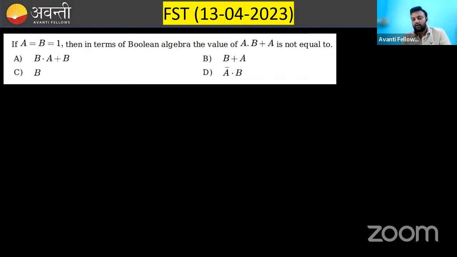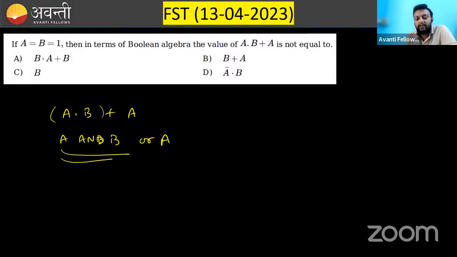Now, this is a question of semiconductors, you can say logic gates, and you need to answer this question. They are saying that two inputs A and B are 1. Then in terms of Boolean algebra, the value of A dot B plus A is not equal to. First of all, you should find the value of A dot B plus A. However, I am reading it wrong. This is not A dot B plus A. This is A and B or A.